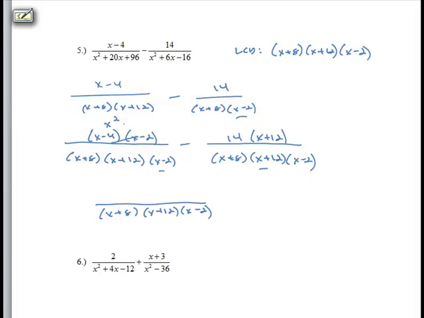The first one FOILs into x squared minus 6x plus 8. The second one, distribute that 14x plus 168. Combine like terms. X squared does not have a like term, we'll carry it down. Negative 6x minus 14x combines to give us negative 20x. And 8 minus positive 168 leaves us a negative 160. And once again, the numerator cannot be factored, so we're done at this point.